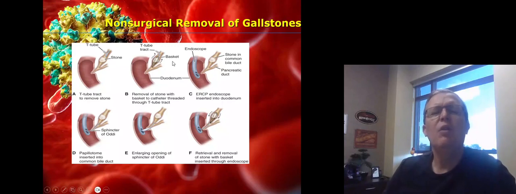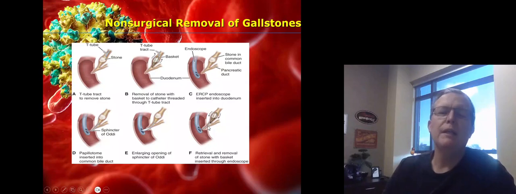No, we don't advance the basket that way. We go in through the common bile duct, like this picture right here, through the duodenum. We come in past the pancreatic duct into the common bile duct and remove the stone, as you see here, through the sphincter of Oddi. This is what I was referring to earlier. So this is how we go in, and you can use a basket to retrieve it.